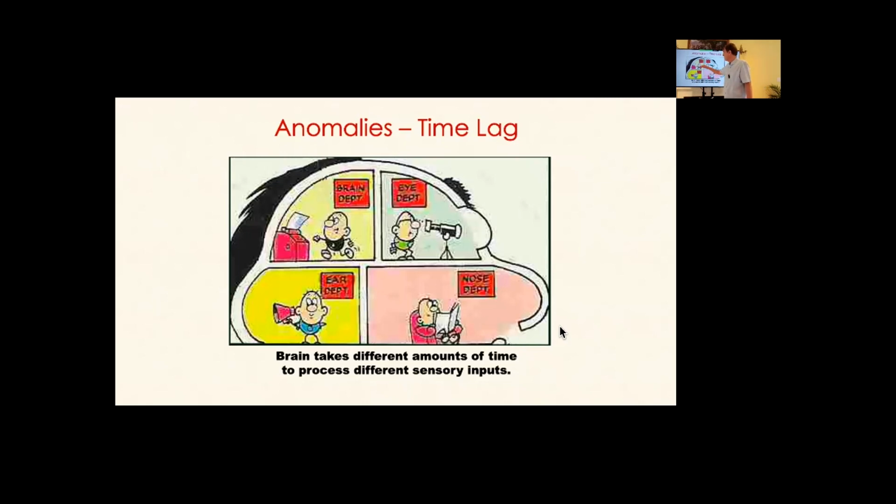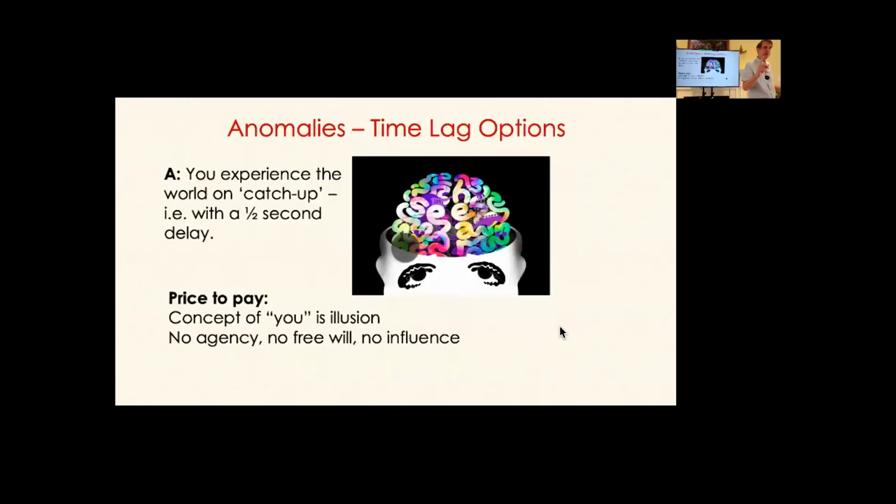So the question is, how is this tied together? Now, there's only two options. If you want to believe that the brain is doing the whole job, you've only got two options. The first one is that you experience the world on catch-up. That means that what the brain has done is hold the data from the sound for half a second in order to match it with the video later, and then present it to you, the clap. That means you, whoever you are in the brain model, is experiencing the world at a half-second delay.